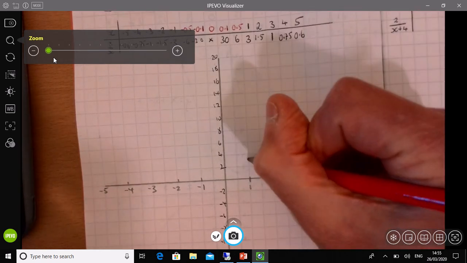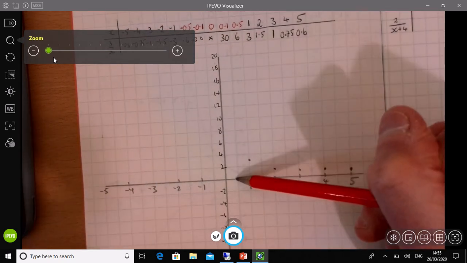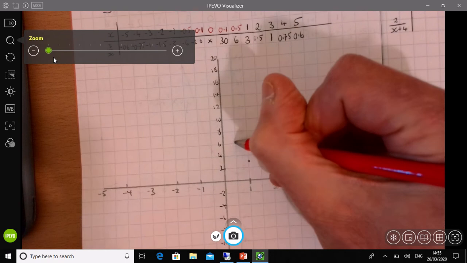And then goes to 3. Okay, that goes up a little bit higher, just there. And then we plotted these other values. We had 0.5. So 0.5 would just be here. That actually went up to 6.